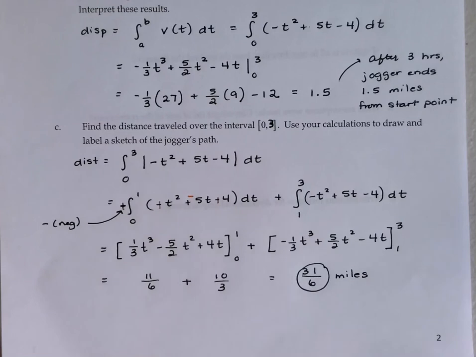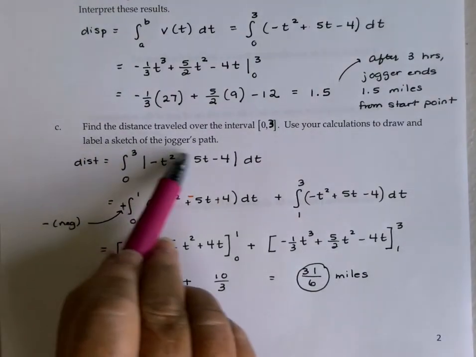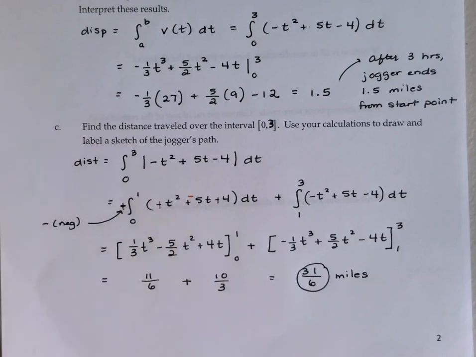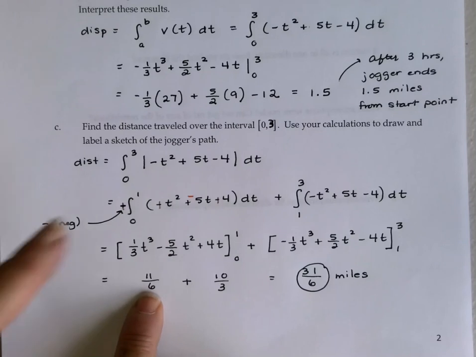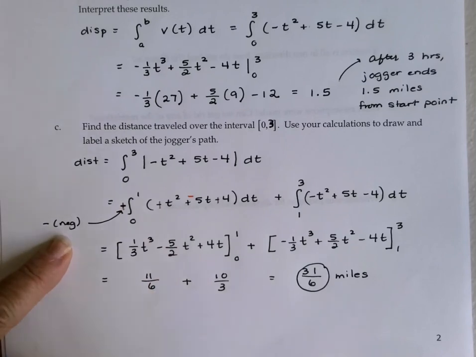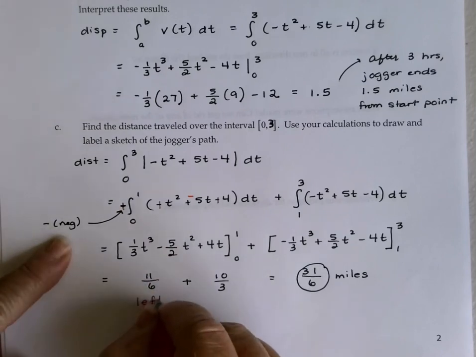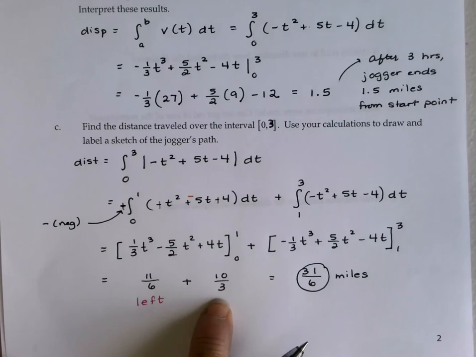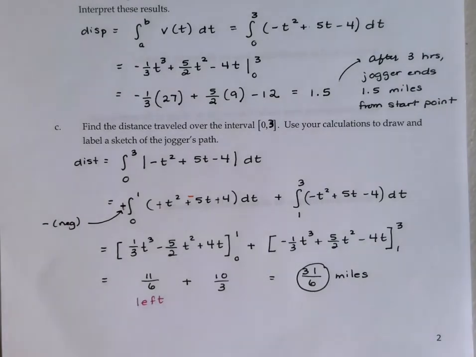Now, I want to label these a little bit because as we go to draw our picture, it says draw and label a sketch. These individual values are going to be important, right? Originally, this came from where our jogger was going to the left, right? We made it the opposite of a negative number to contribute to distance. But this distance originally was really going to the left, if you consider the left the negative direction. Whereas this one was going to the right.